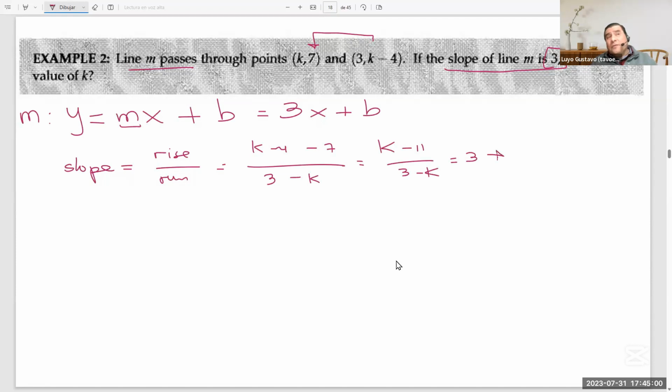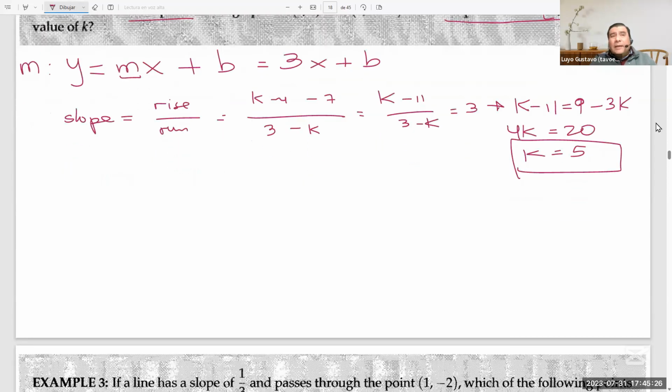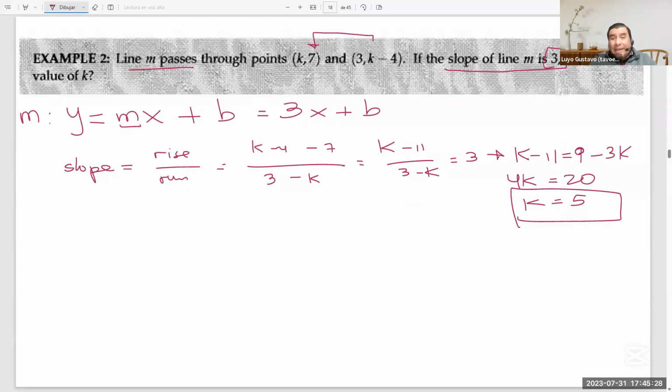So we can solve for k, right? k minus 11 equals 9 minus 3k. So isolating k, 4k equals 20, and k equals 5. All right, so that's the solution. The value of k is actually 5.